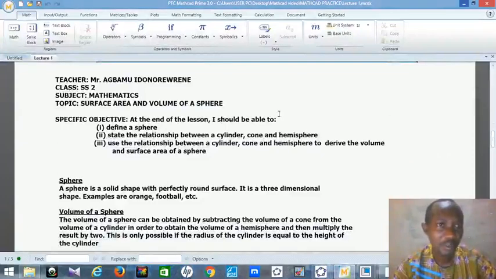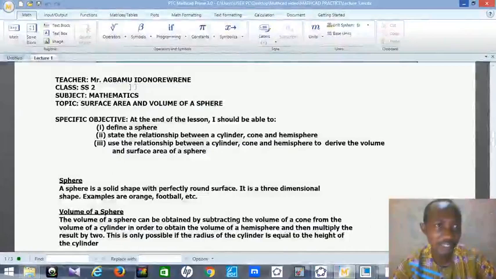Presented by myself, Mr. Agbamu. You can see my name over there, Idonogrene. SS2 class. The subject is mathematics, topic: surface area and volume of a sphere.